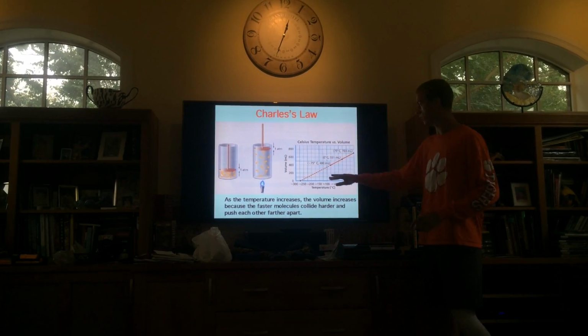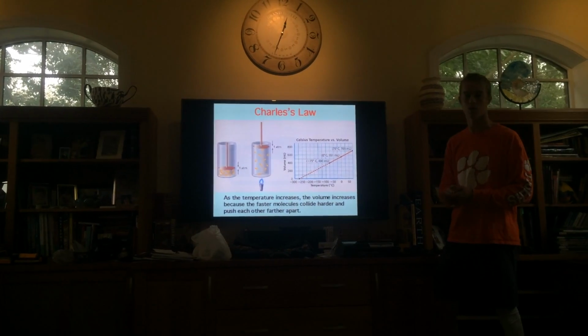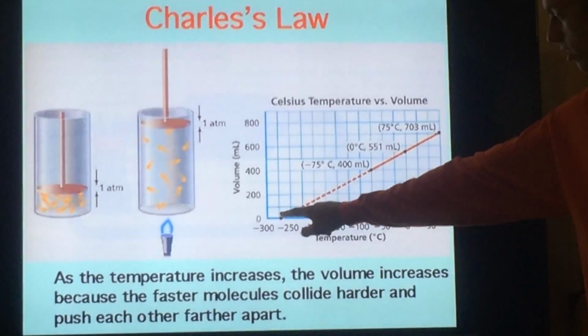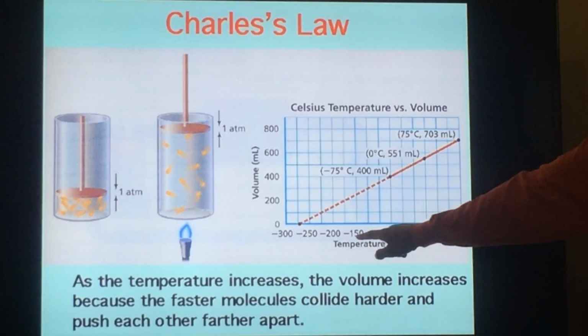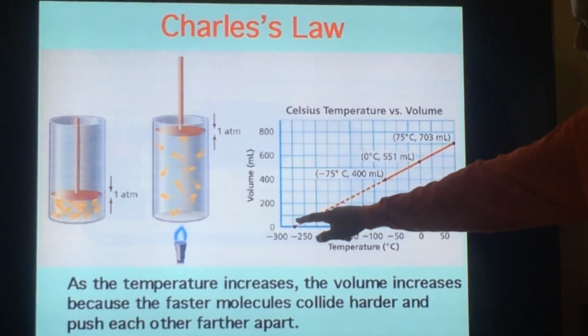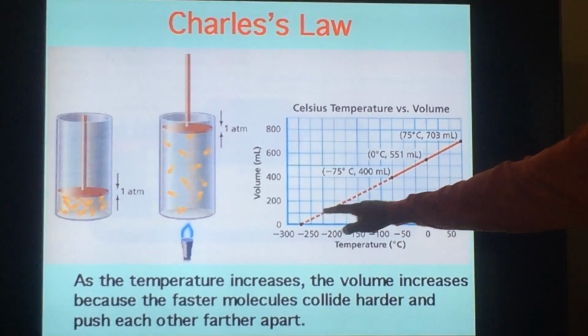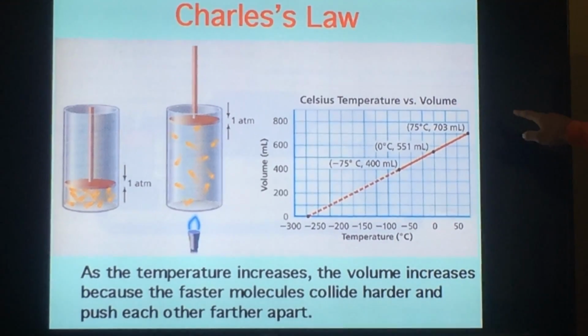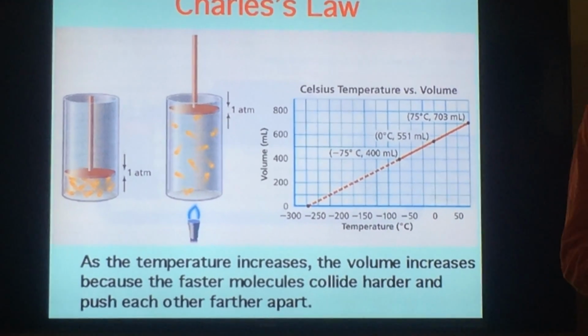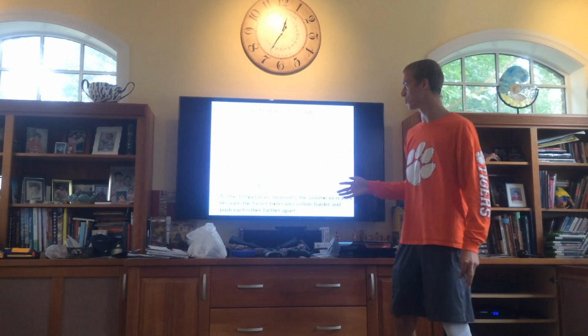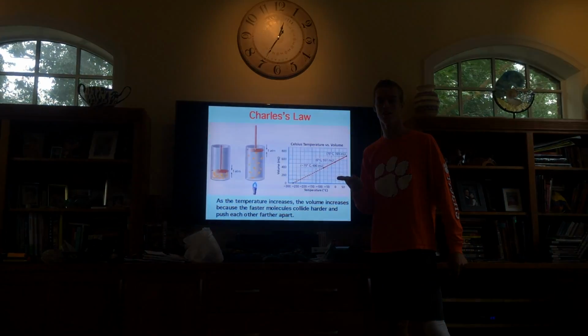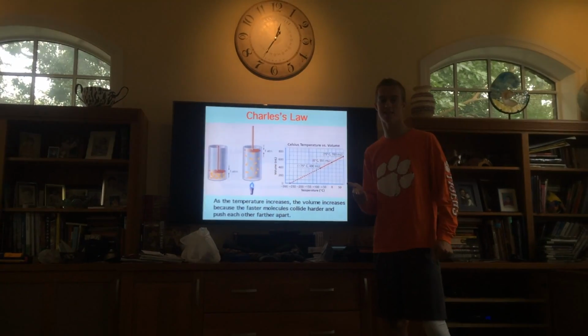Now, if you look at the graph here, you can see how volume and temperature are directly related. This is our temperature in Celsius and our volume in milliliters, and it increases in a gradual constant slope. Also, for Charles' law to work, the pressure and the moles of the gas have to be held constant.